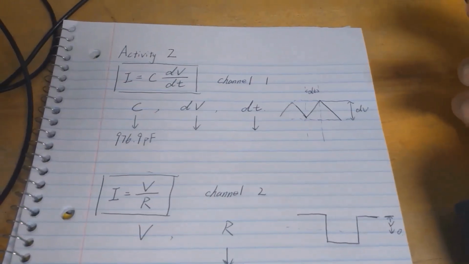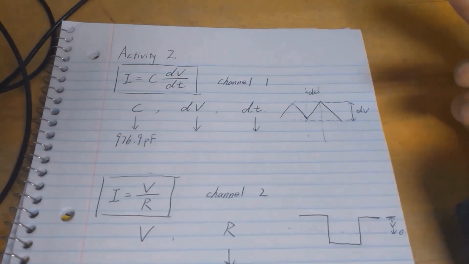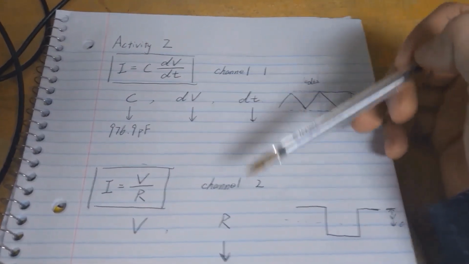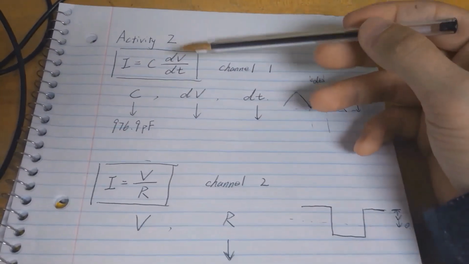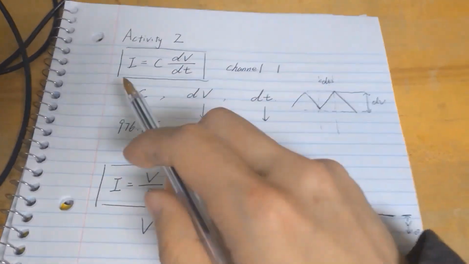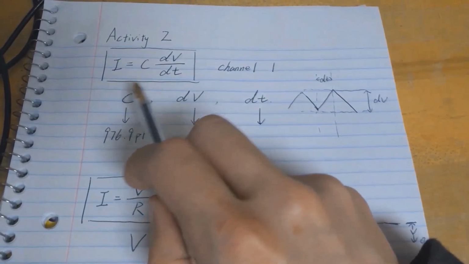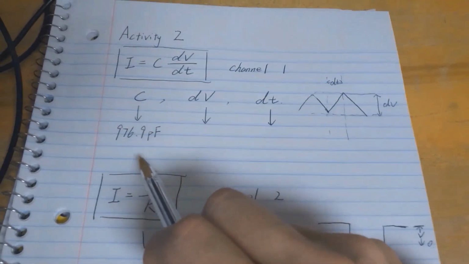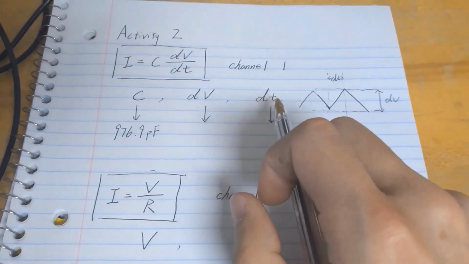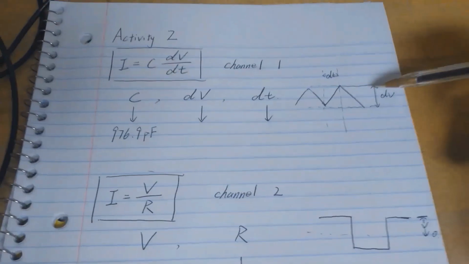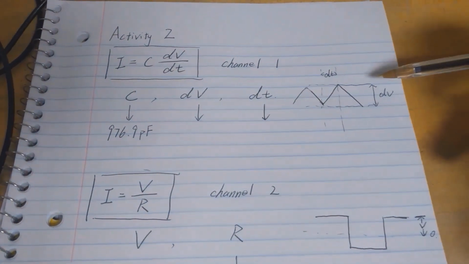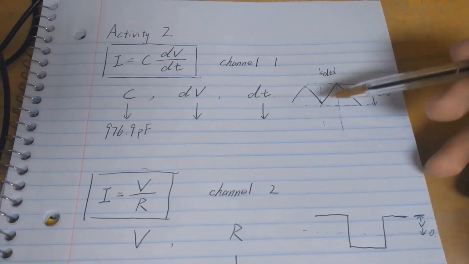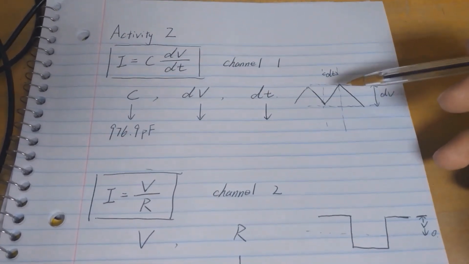So if we look at our values of interest, for this activity, we want to measure the current in both channel 1 and channel 2, using these 2 equations. For channel 1, this equation is basically the current going through the capacitor. We already measured C, the capacitance, is this value. Now we need to measure dV and dt. dV is basically the peak to peak voltage from the negative to positive peak, and dt is the time interval between the negative peak and the positive peak.